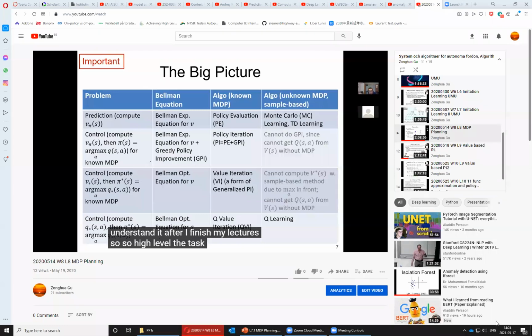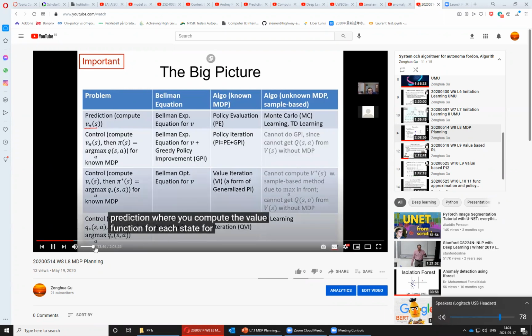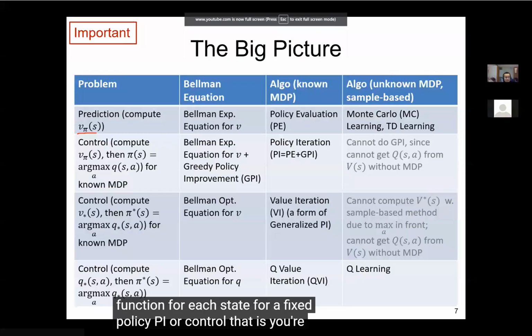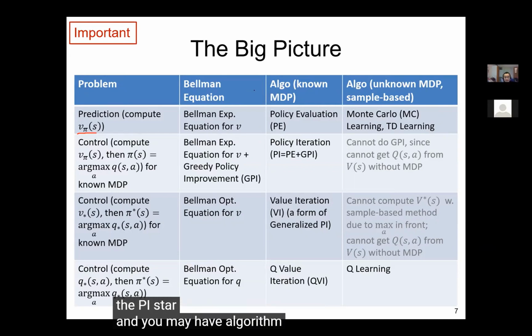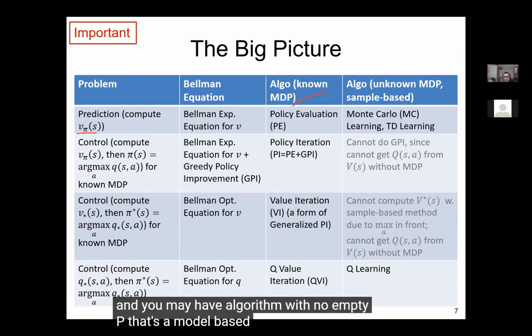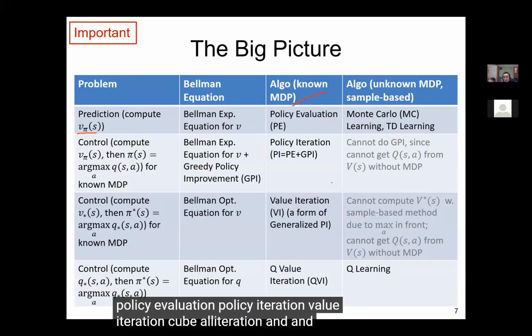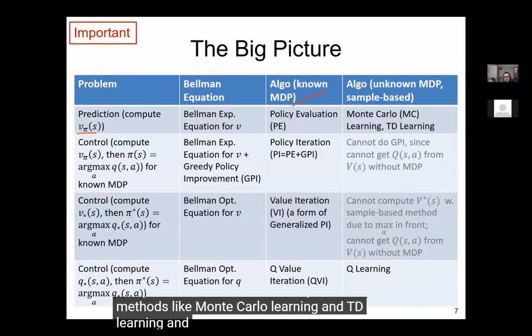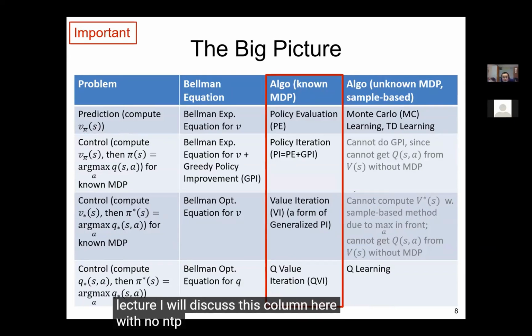At a high level, the task can be prediction, where you compute the value function for each state for a fixed policy pi, or control, that is, you're trying to optimize the policy to find pi star. And you may have algorithms with known MDP, that's model-based planning. And then you have this series of methods: policy evaluation, policy iteration, value iteration, Q-value iteration. And then for unknown MDP, it's model-free. You need to use sample-based methods, like Monte Carlo learning, TD learning and Q learning. So in this lecture, I will discuss this column here with known MDP.